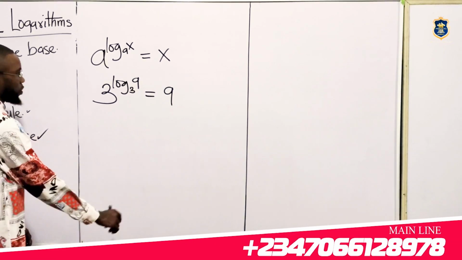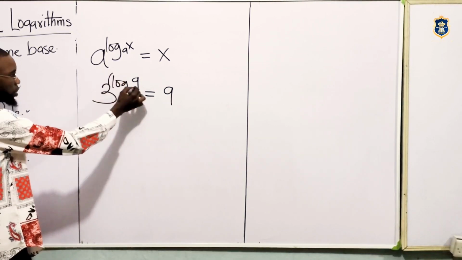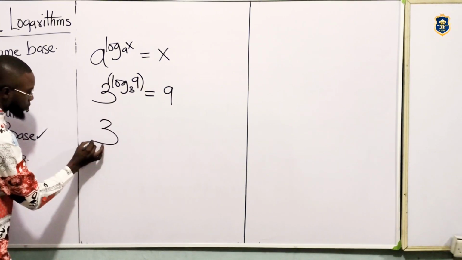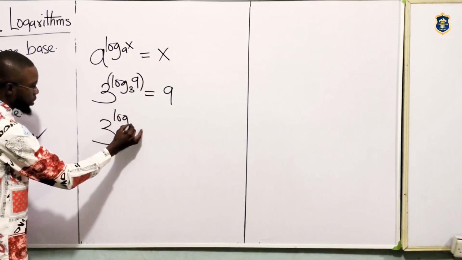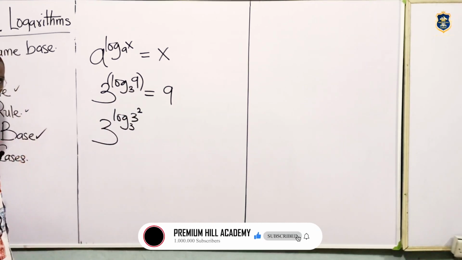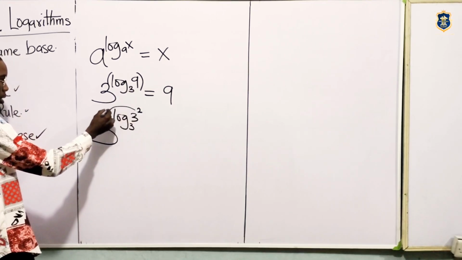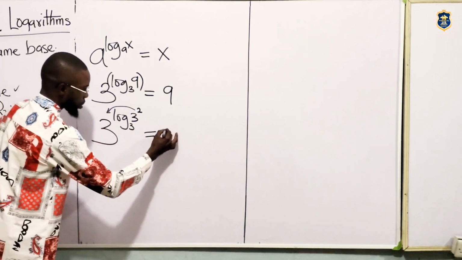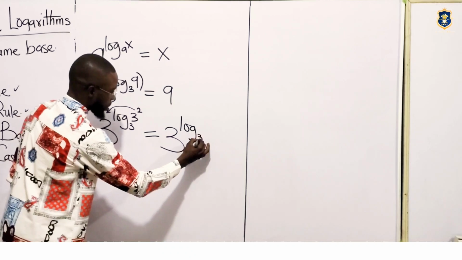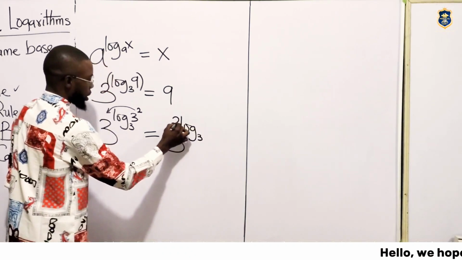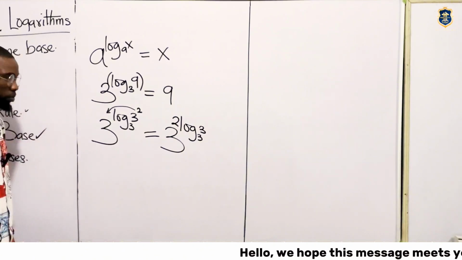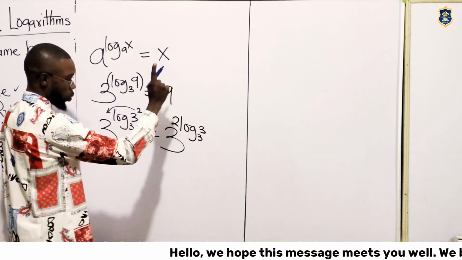How? Listen, let's take this for instance. We have 3 and then log base 3 of 9. 9 can be written as 3 raised to the power 2, right? Yes. And what happens? The 2 will come here, like we've been saying. So that becomes 3 to the power 2 times log base 3 of 3. Log to its own base should be 1.